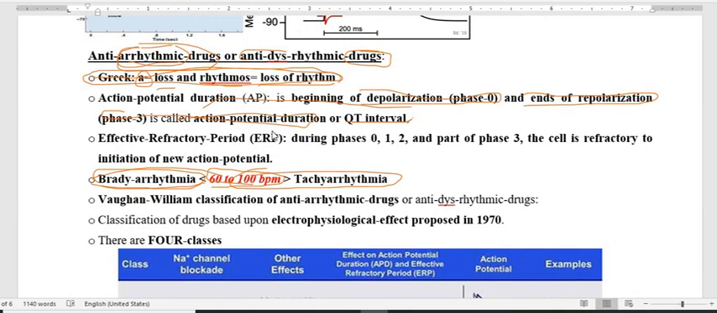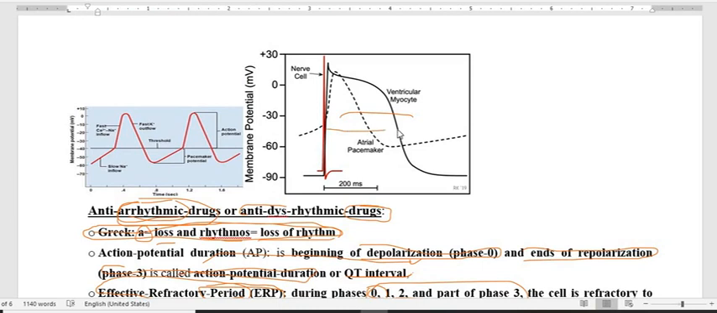Another word is the effective refractory period. This is also a time which includes the same depolarization phase 0, and later phases 1, 2, 3, but the effective refractory period indicates the starting of initiation of a new action potential. So from this point to this point is called ERP, effective refractory period, and from this point to this point is called the action potential.